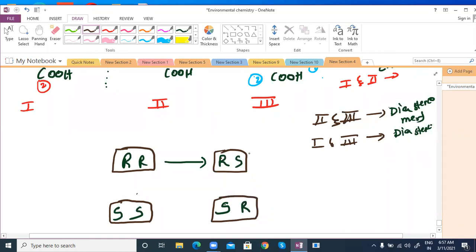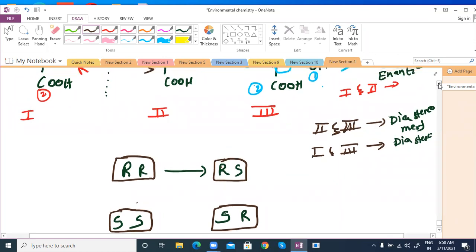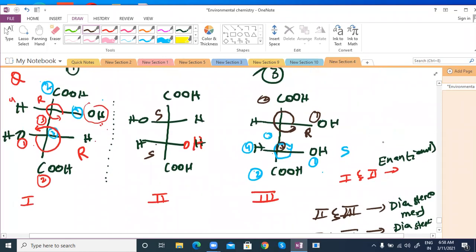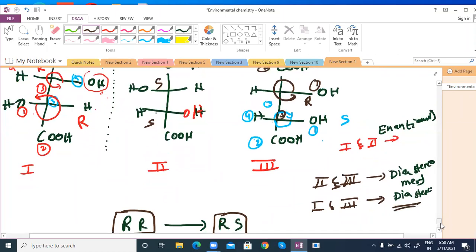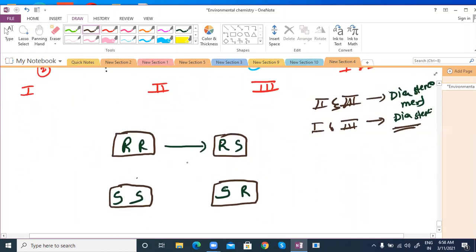RR to RS means is that diastereomers or enantiomers? Diastereomers. We have only just seen that one. You can see here the relationship between 1 and 3 is diastereomers only. You can check 1 and 3: non-mirror images, non-superimposable. What do we say? Diastereomers. 1 and 3 are diastereomers, as given. Now I am giving it with respect to RS nomenclature. This is diastereomers. Even if you don't know all the things, just follow RS nomenclature and you can give the answer. And this is also diastereomers.